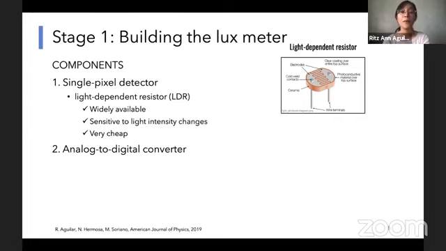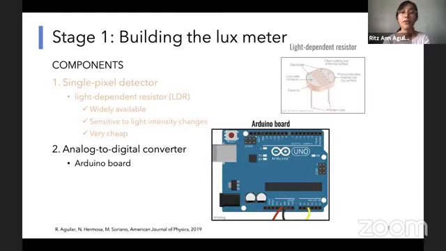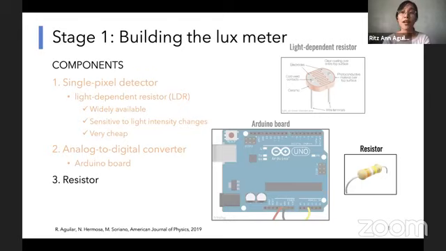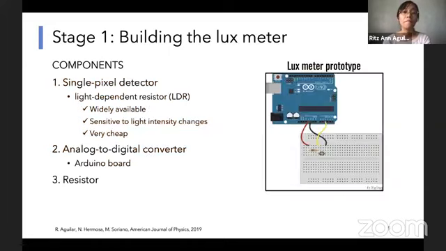And the other component that you need to build a lux meter is the analog to digital converter. You can use an Arduino board, for example, to convert the optical signal collected by the LDR onto an electrical signal. So it has analog pins, as you can see here, and then it also has an input voltage. Usually it's constant at 5 volts, and then of course the ground. And then you need to have a resistor to usually impede current flow. So after collecting these components, you can build your lux meter prototype that looks like this.